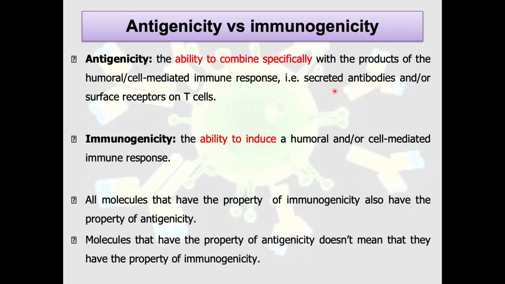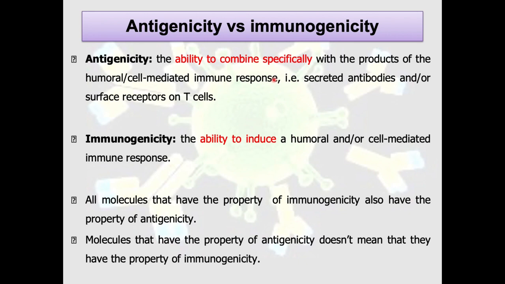Right, next, let's go to the terms antigenicity and immunogenicity. What is antigenicity? Antigenicity is the ability to combine specifically with the products of a humoral or cell-mediated immune response, for example a secreted antibody or the surface receptor of the T cell. So the surface T cell receptor is cell-mediated, and the antibodies are the humoral immune response.